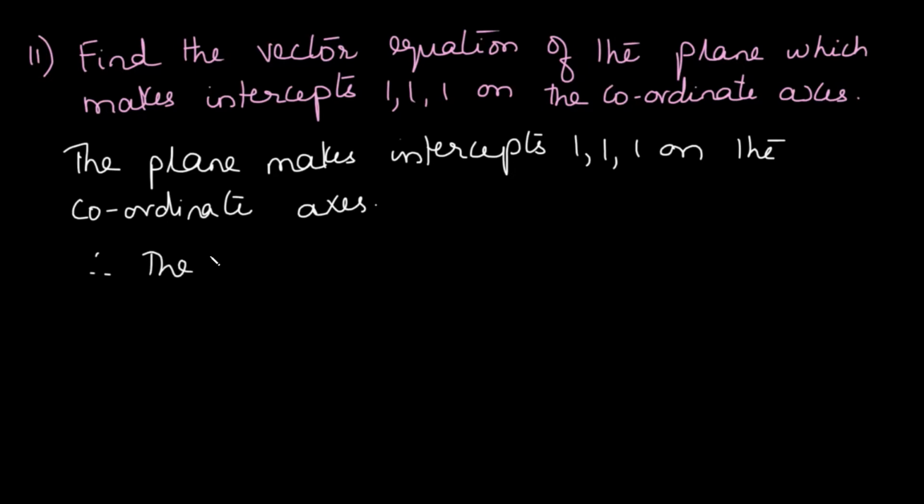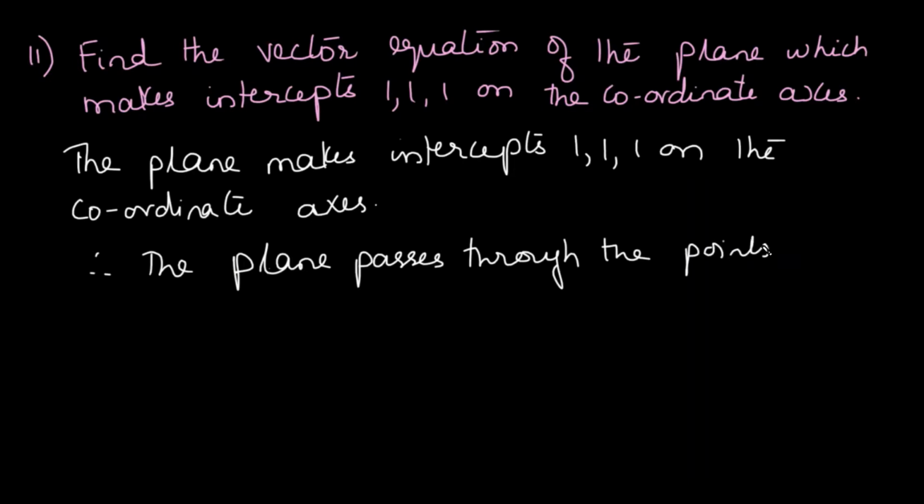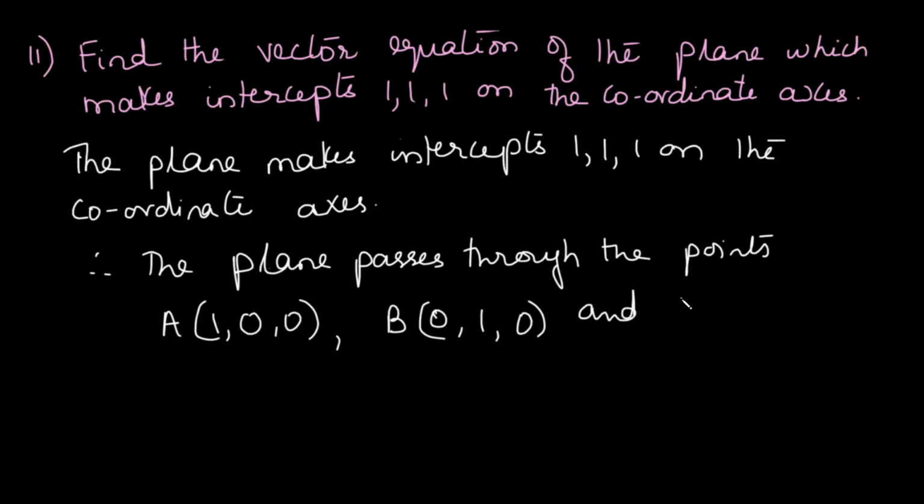Therefore, the plane touches the x-axis, the plane passes through the x-axis. Therefore, over here we can say that the plane passes through these points. That is, with respect to the x-axis, the plane passes through A (1, 0, 0). The plane passes through B, the point where it touches the y-axis, which becomes (0, 1, 0). And the third point C becomes (0, 0, 1).